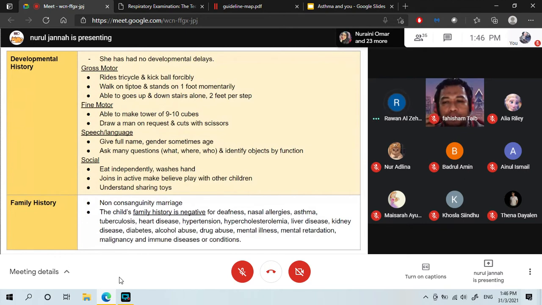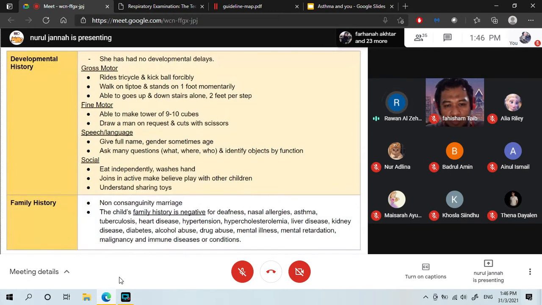For family history, no consanguineous marriage. The child's family history is negative for deafness, nasal allergy, asthma, tuberculosis, heart disease, hypertension, hypercholesterolemia, liver disease, kidney disease, diabetes, alcohol and drug abuse, mental illness, mental retardation, malignancy, and immune diseases or conditions.